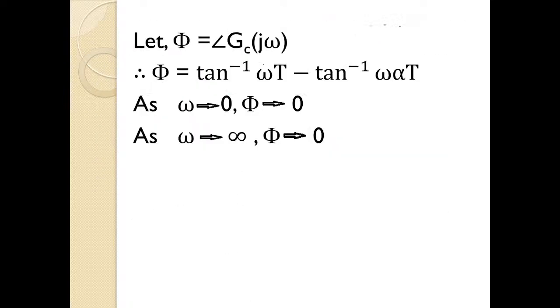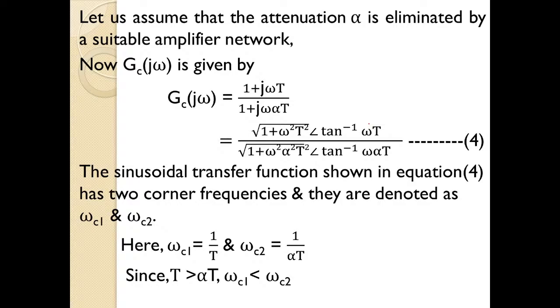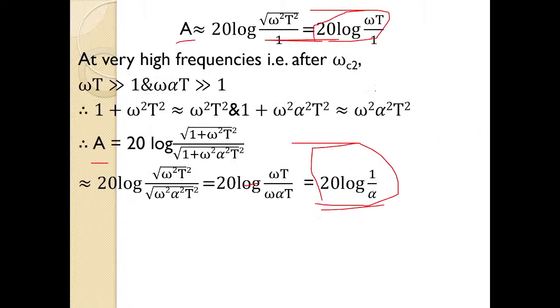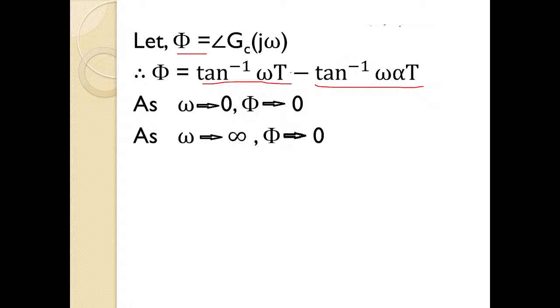Let us see the phase. So what about the phase? Phase is the angle of j omega. That is tan inverse of omega t minus tan inverse of omega alpha t. If you remember equation number 4, it is tan inverse of omega t by tan inverse of omega alpha t, so you can rewrite it as tan inverse of omega t minus tan inverse of omega alpha t. That is what is written here.